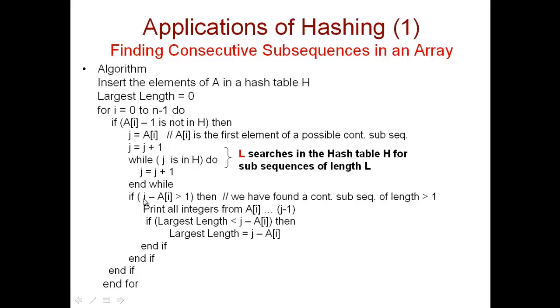So when you come out of the j loop, j is 37, a of I is 32. So 37 minus 32 is greater than 1. So we get inside and print all integers from 32 to 37 minus 1. So 32 to 36, 5 integers. So the largest length that we know so far is 4, which is less than 37 minus 32, which is 5. Yes, 4 is less than 5. So we update largest length to be 5.